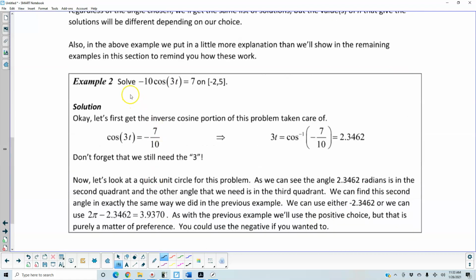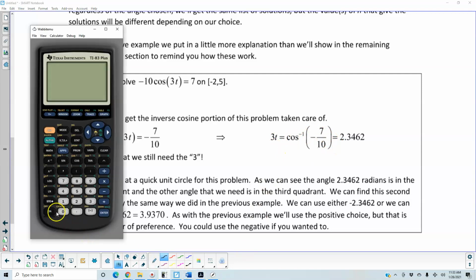So for example 2, we're going to solve negative 10 cosine of 3t equal to 7 on the interval between negative 2 and 5. Okay, let's first get the inverse cosine portion of this problem taken care of. We divide both sides by negative 10, and then we take the inverse cosine. So it's going to be 3t equal to the cosine inverse of negative 7 over 10, and don't forget to divide by 3. So let's do this on the calculator here.